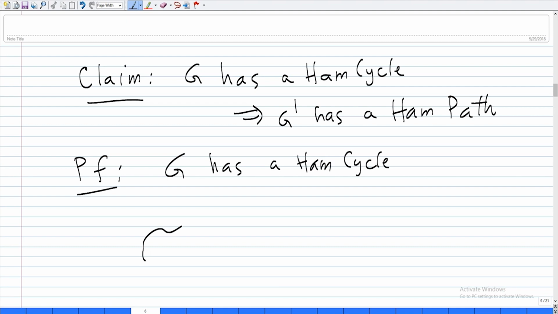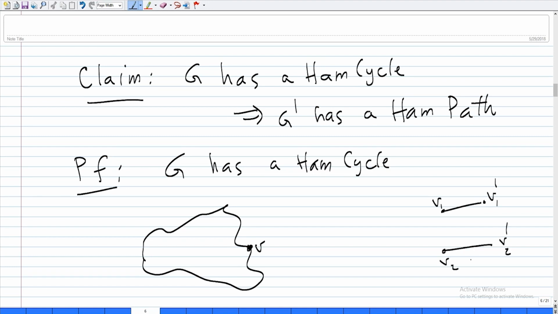This cycle in G will go and visit every vertex, and V is one such vertex in the graph. So now from this Hamiltonian cycle, I am going to get a Hamiltonian path for G prime. How does that path look like? Starting from V1 prime, it will go to V1, and starting from V2 prime, it will go to V2, right? This we already established. What else do I do?